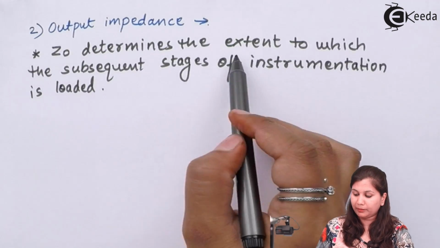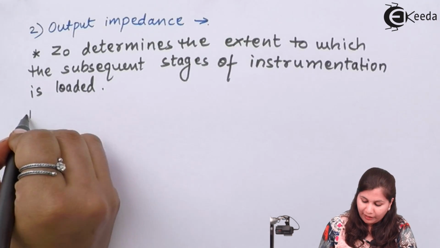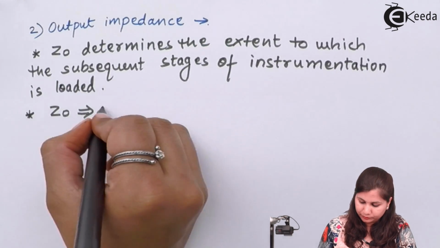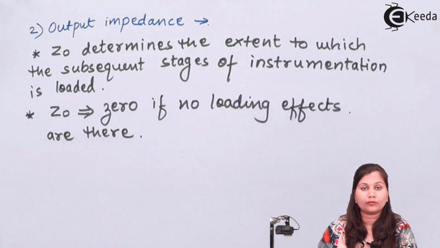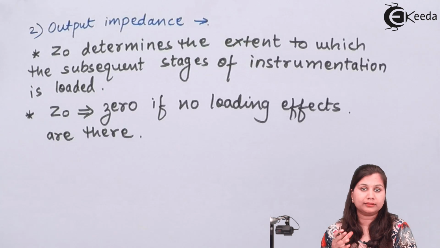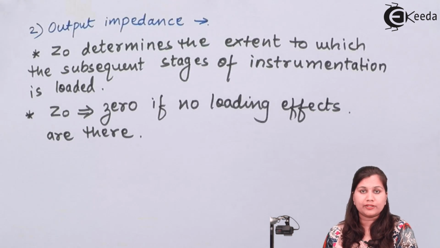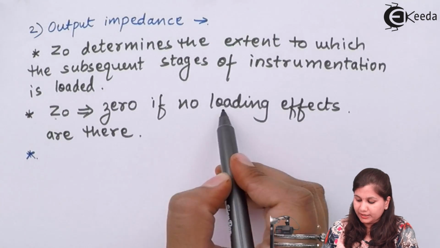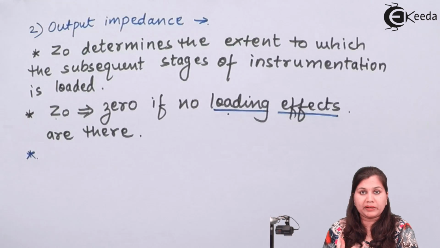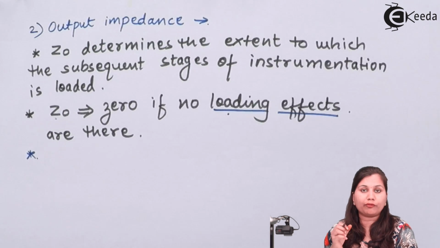So we can say that output impedance determines the extent to which the subsequent stages of the instrumentation system are loaded. Okay, so ideally the value of this output impedance should be 0, but practically some value of output impedance is always present, so some loading effect is always there in the instrumentation stages. Now, in the loading effect, we studied that it is expressed in terms of the magnitude of the power, force and energy extracted from the input quantity. So the output impedance determines the quantity of power, force extracted from the input quantity.